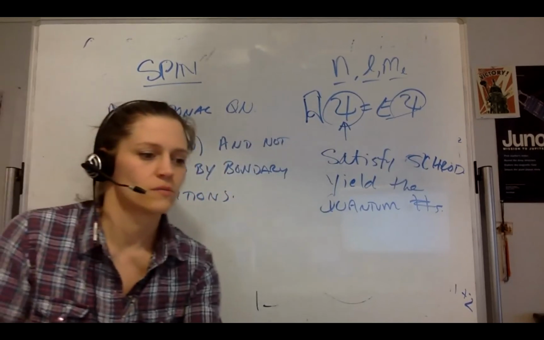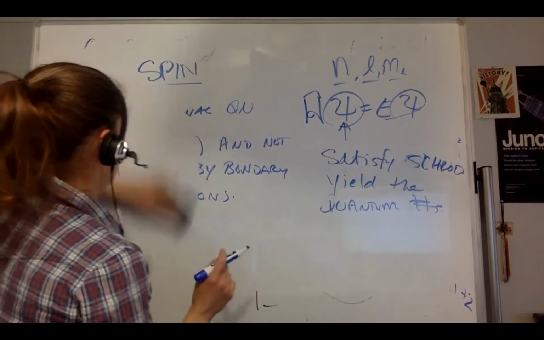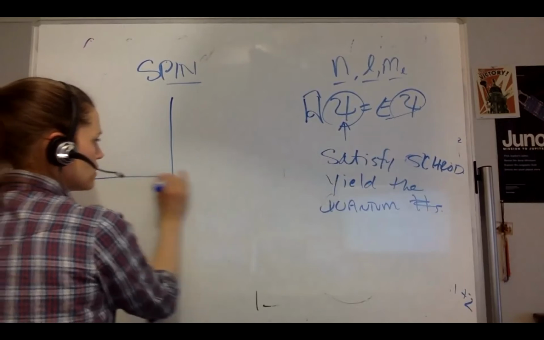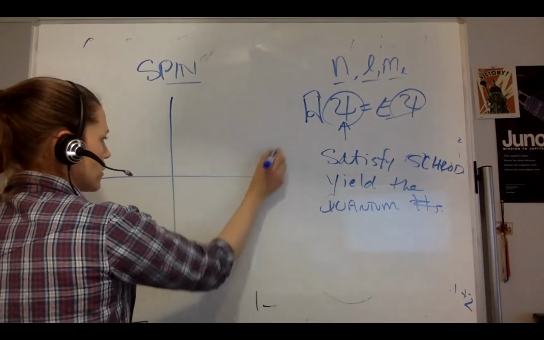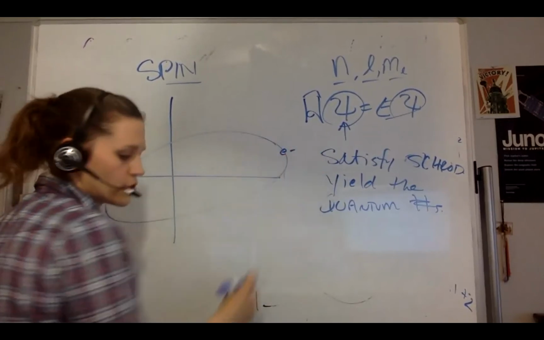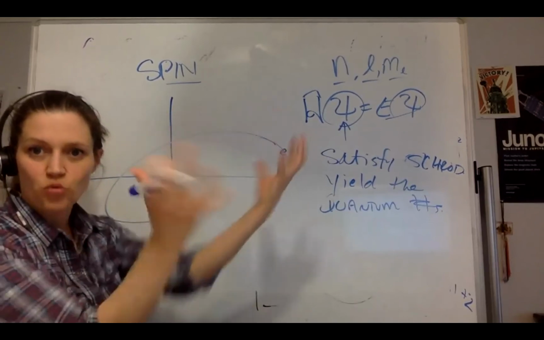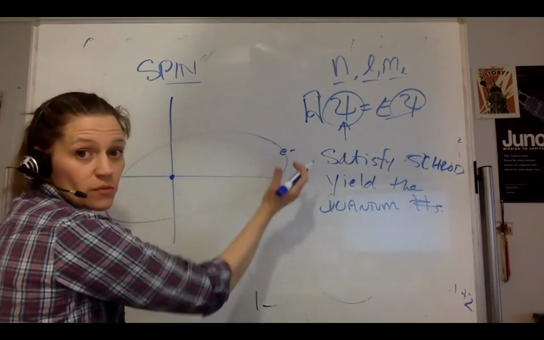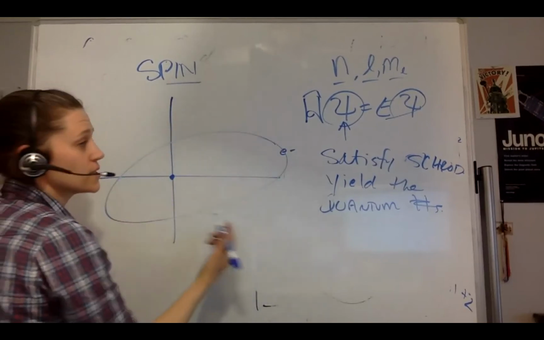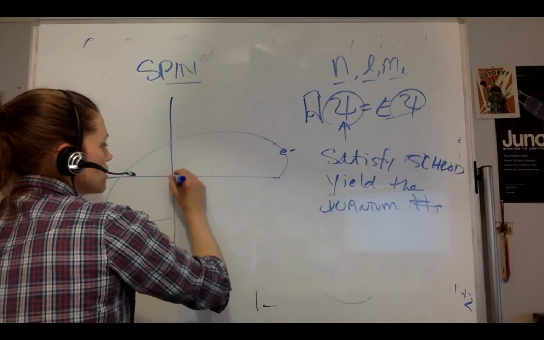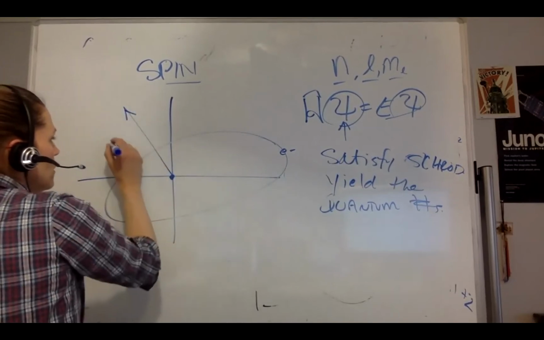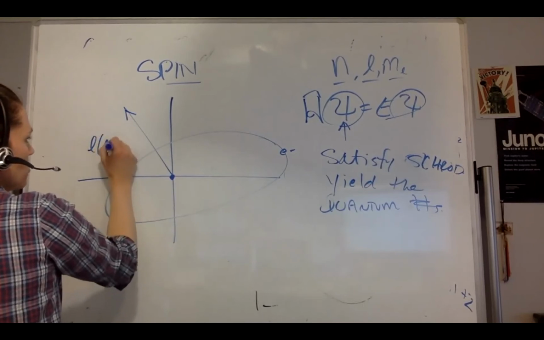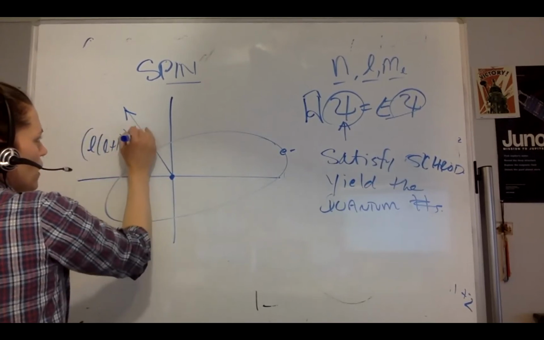Okay, so let me give you the picture. Okay, so here's our electron. It's around the nucleus, right? Okay, so there's an angular momentum associated with this electron going around the nucleus. And so it has some sort of J value, which the magnitude here is equal to the square root of l times l plus 1, all that times h bar.